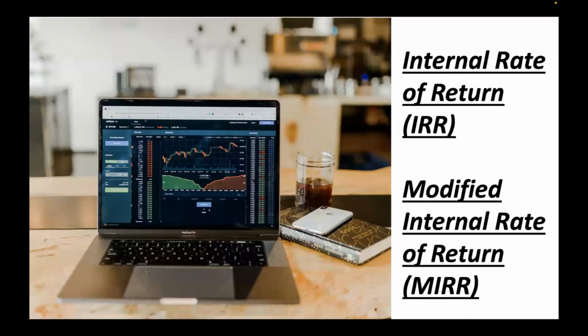Hello and welcome. In today's video, we will discuss two very important concepts of finance: internal rate of return and modified internal rate of return. We will try to understand the concepts and also some practical application of these concepts. Let's dive in.